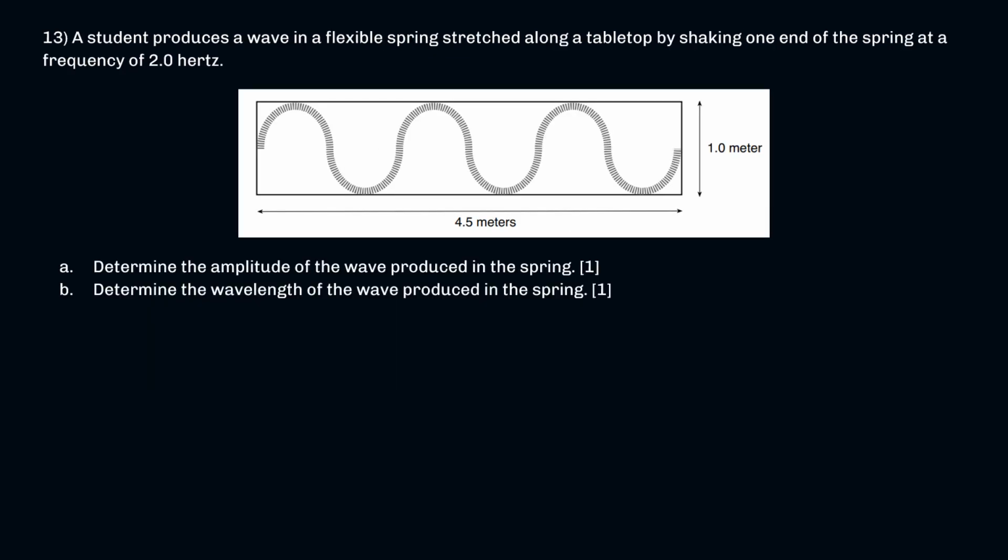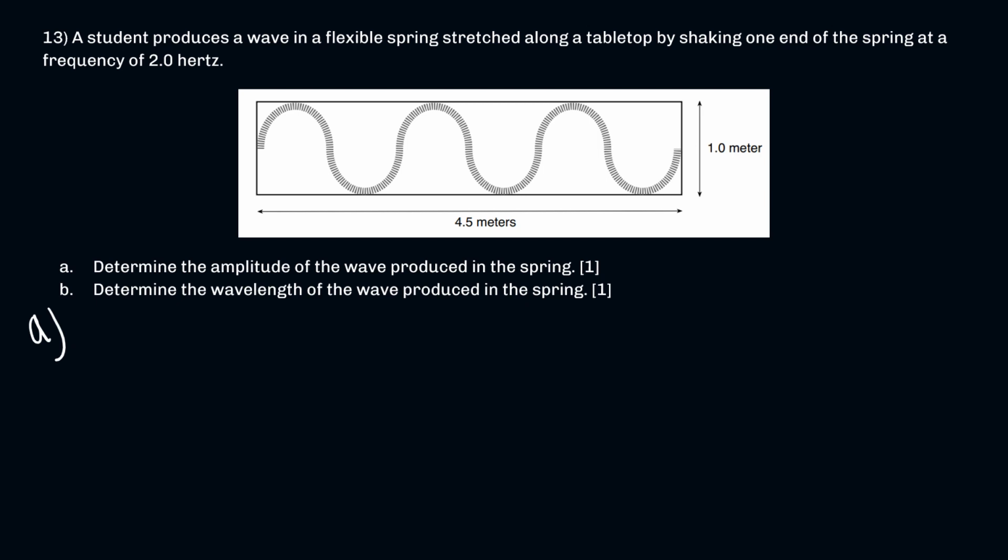All right, so example number 13. A student produces a wave in a flexible spring stretched along the table by shaking one end of the spring at a frequency of 2.0 hertz. Part A, determine the amplitude of the wave produced in the spring.